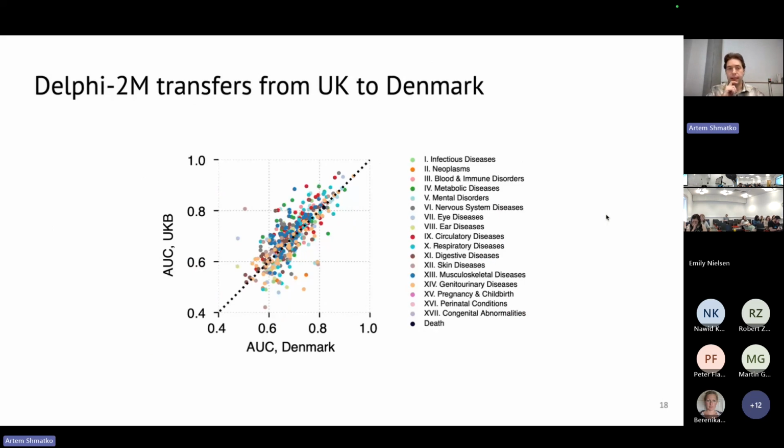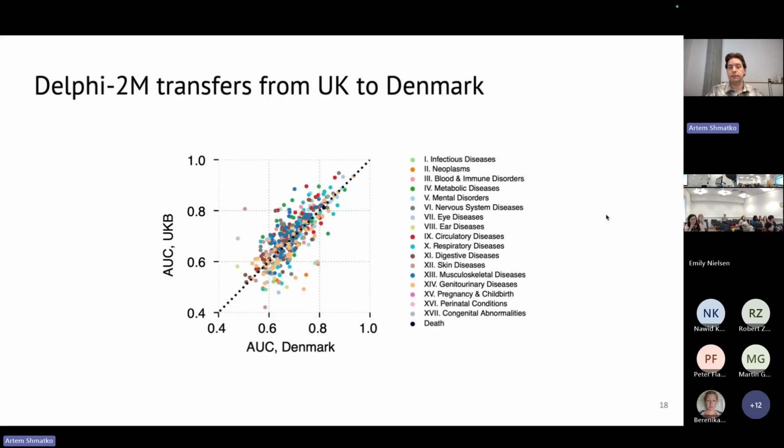We have also conducted an external validation on the dataset from Denmark. The plot shows the correlation between the AUC in the UKB data and the AUC for the Denmark data. You can see that the correlation is quite high. And it is important to say that we didn't train on the Danish data at all. So the model was trained only on the UKB and then transferred for validation to Denmark. And this is how we obtained these results.